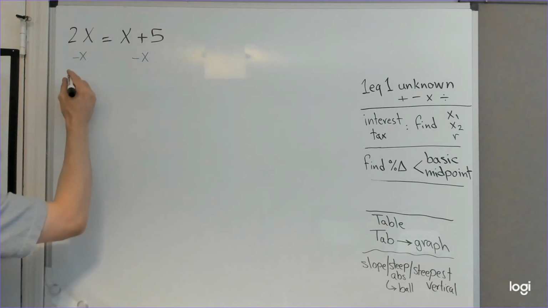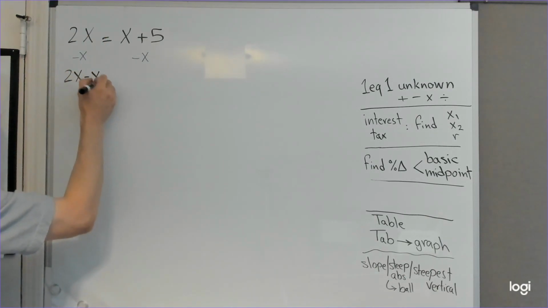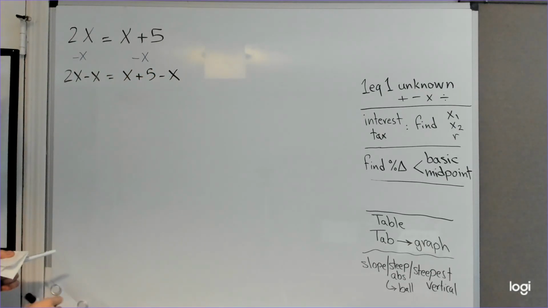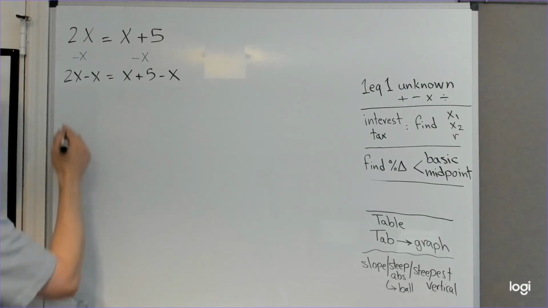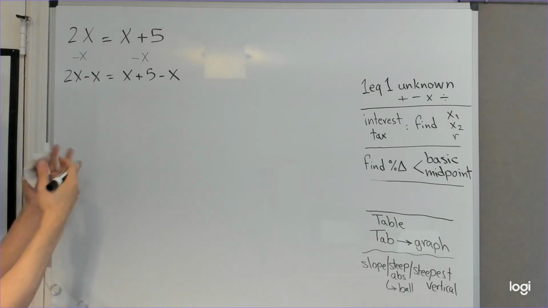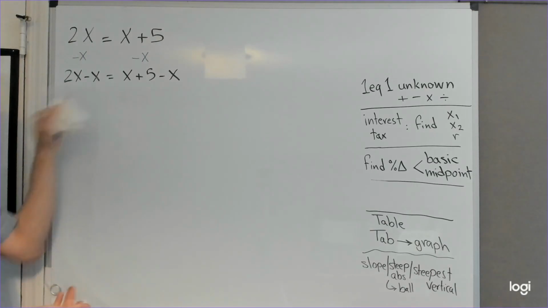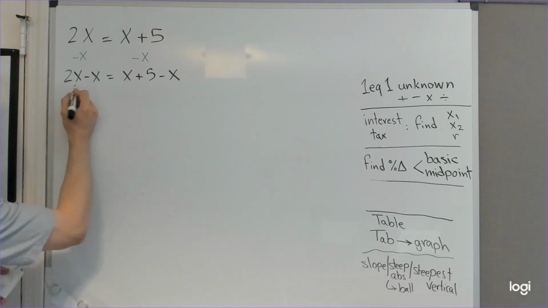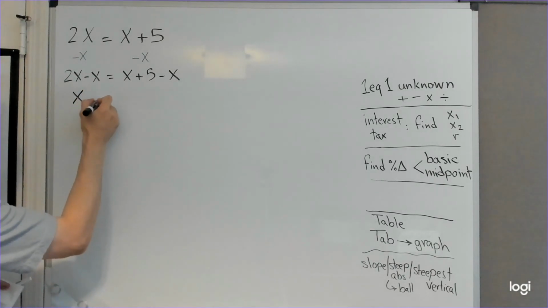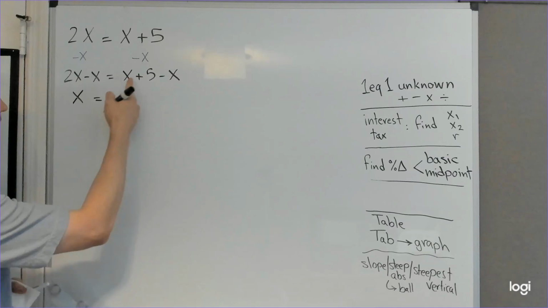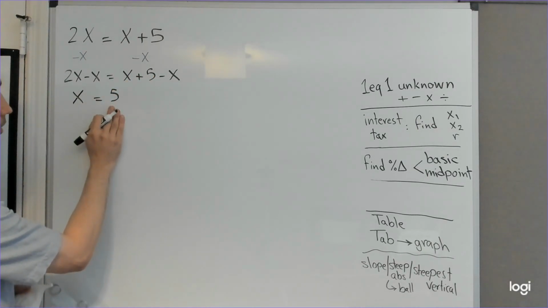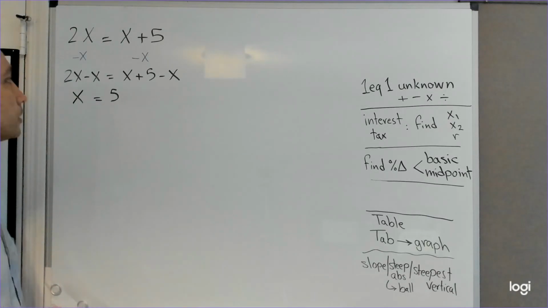Now, on the left I have 2x minus x. On the right I have x plus 5 minus x. 2x minus x. So for example, if you have 2 apples minus 1 apple, that is 1 apple. If you have $2 minus $1, you're left with $1. So 2 of anything minus 1 of itself is just itself. On the right, x plus 5 minus x, x and minus x cancel one another, and I have only a number on the right, x equals 5, and the problem is solved.